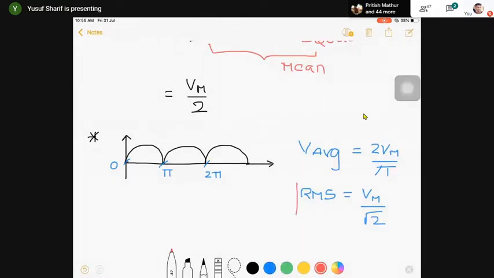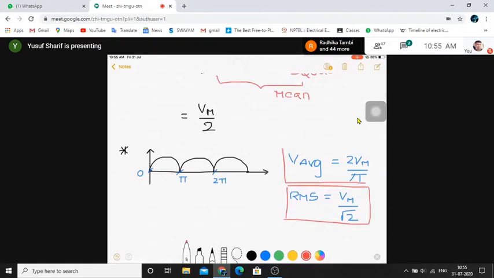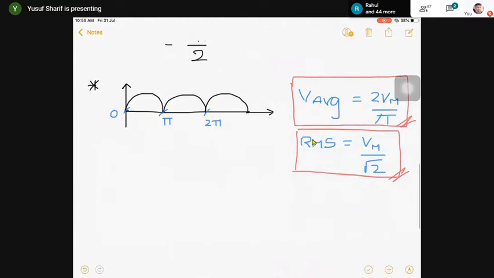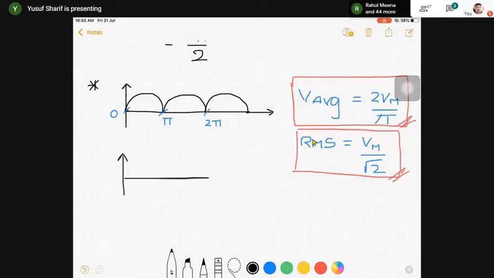Keep these two things in your mind again, and this is very basic, right? 2 Vm by pi and Vm by root 2. Okay, I'll derive this also, but before that let me ask you a question. This is a sinusoidal function and the peak value is Vm. What about the RMS value of this particular sinusoidal waveform?